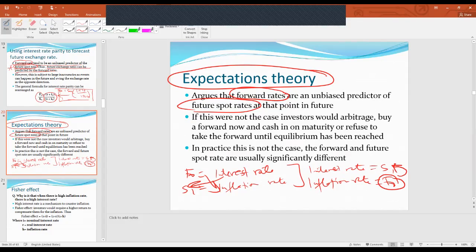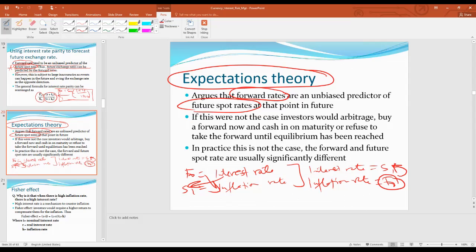I hope that's clear to understand. That's as per the theory of expectations. So you're trying to equate the two theories together: the purchasing power parity theory and the interest rate parity theory.